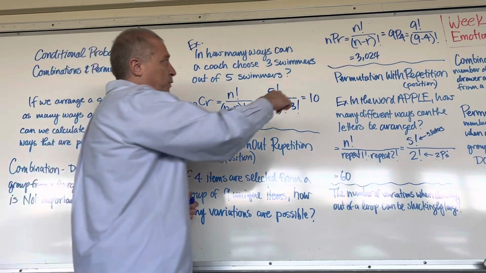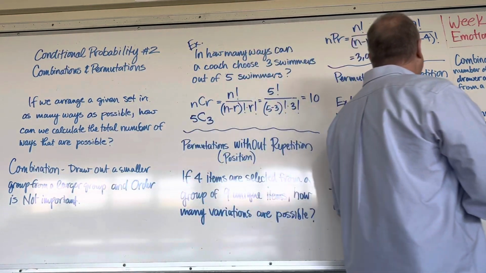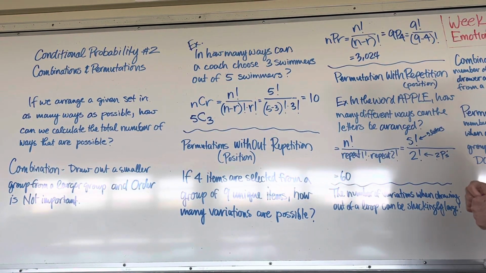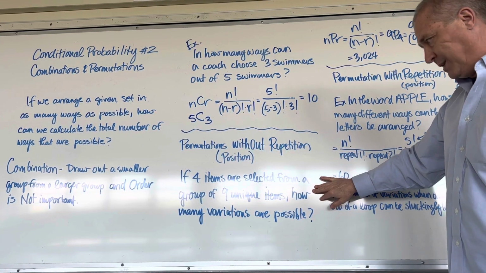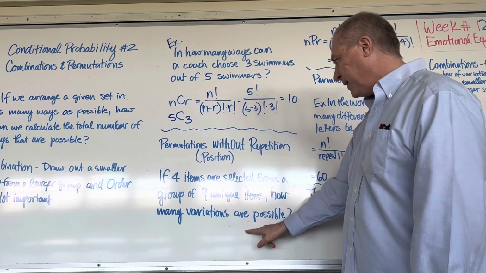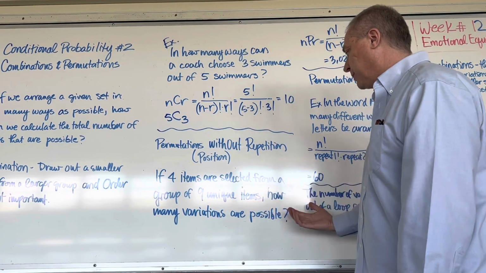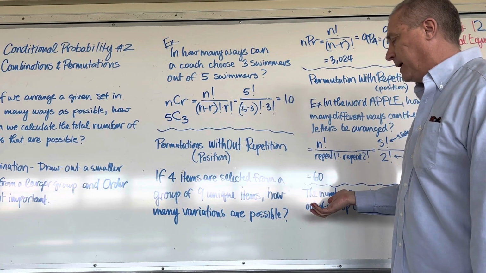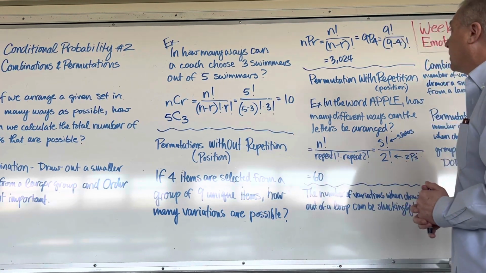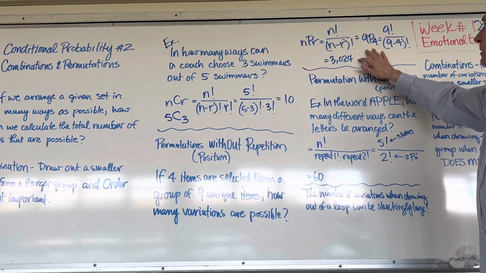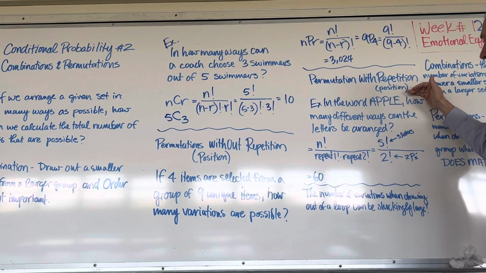The P will stand for permutation. In this case, we have an example where 4 items are selected from a group of 9 unique items. How many variations are possible? This is a lot like the marble example from the last lesson, where we're drawing out 4 from 9 and say they're different colors. What are your different options? In this case, 3,024.